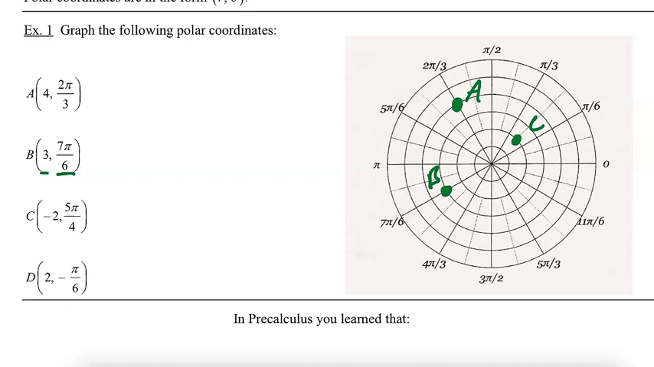All right, my last point here has negative pi over 6. So like I said in the introduction of this stuff, this is the same position as 11 pi over 6.